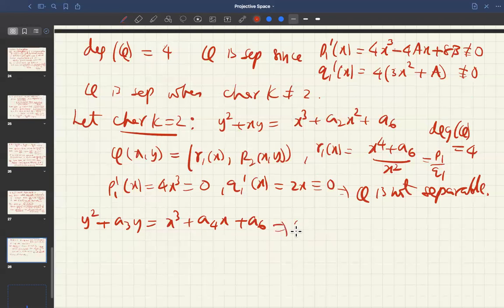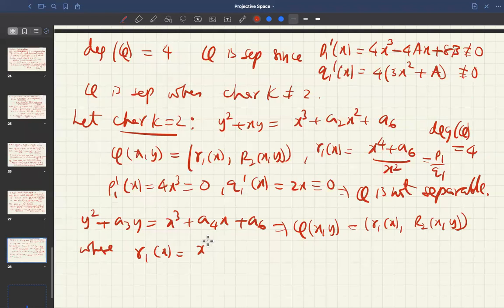So in this case, phi of (x, y), the doubling point, is given by (r1(x), r2(x, y)). So we can see that the coordinates of the doubling point are actually given by x^4 plus a4 square by a3 square.